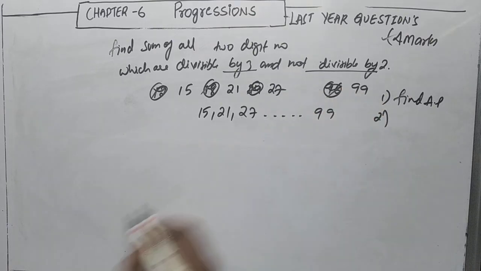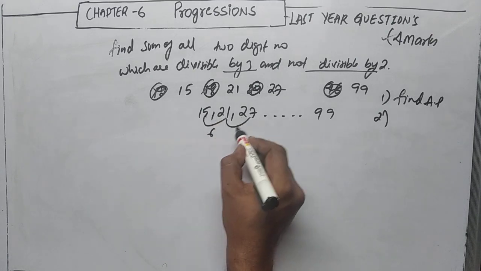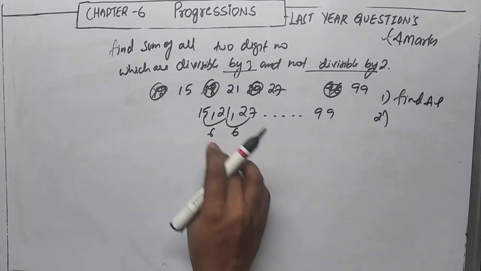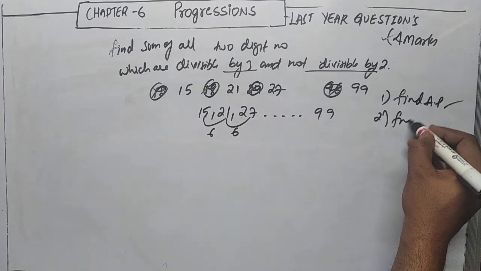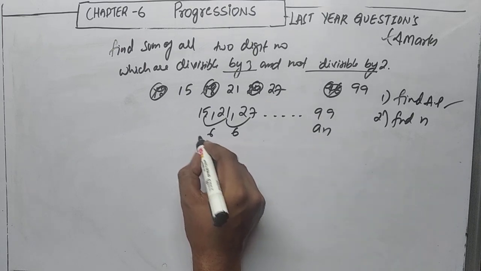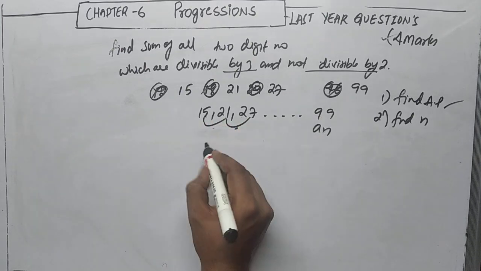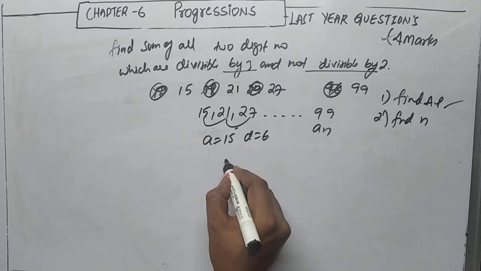We have a common difference of 6 here, so we got an AP. The first step is to find the AP. The second step is to find the n value. Here the a value is 15 and the d value is 6. We'll find the n value.